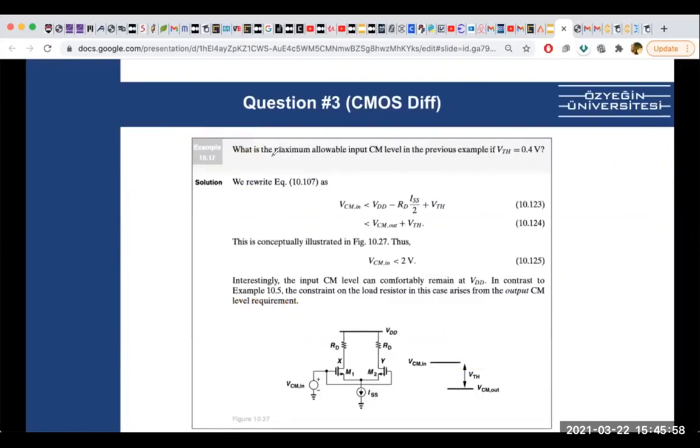So, next question. What is the maximum allowable input CM level if VTH is 0.4?